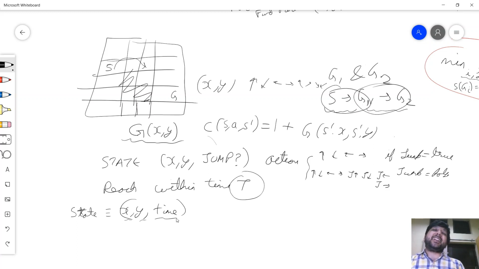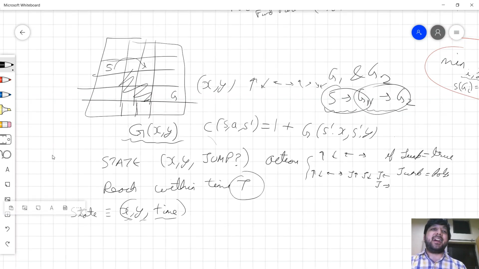State is x, y, and time. So now it's three-dimensional where time is another axis. And time decides what action I do. And of course, similarly for the heuristic function, you can relax that up.